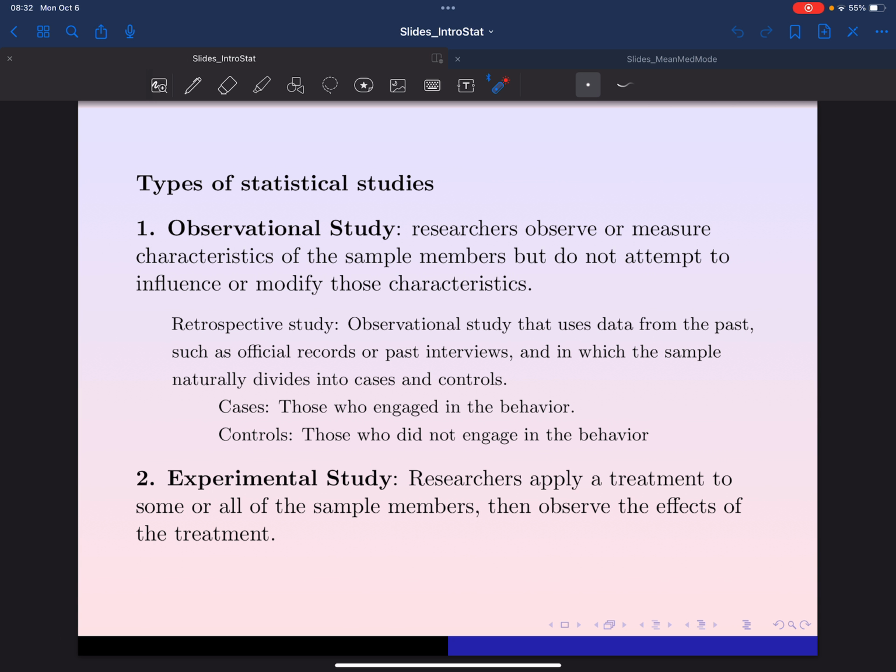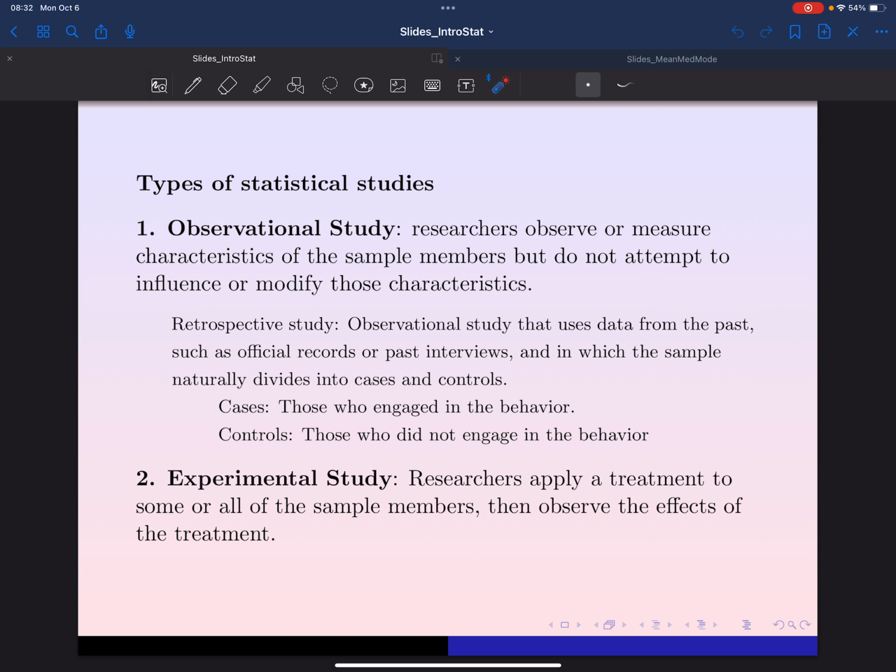Types of statistical studies. We can have an observational study, where researchers observe or measure characteristics of the sample members, but do not attempt to influence or modify those characteristics. Then in this observational study, we can have a retrospective study. That means an observational study that uses data from the past, such as official records or past interviews, in which the sample naturally divides into cases and controls. Cases, those who engage in the behavior, controls those who did not engage in this behavior that's been studied.